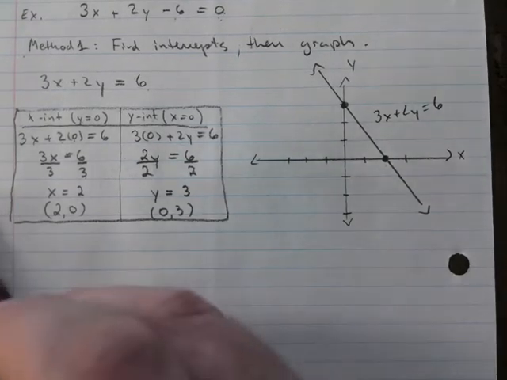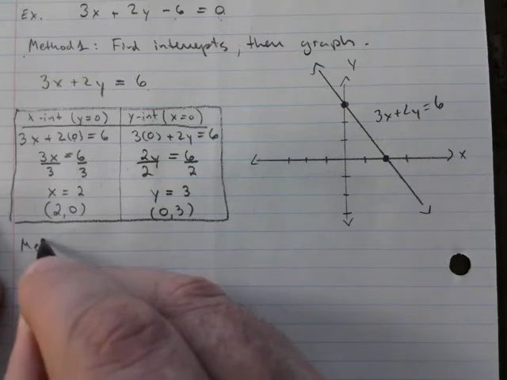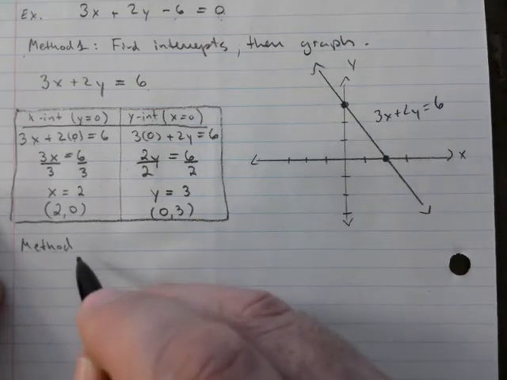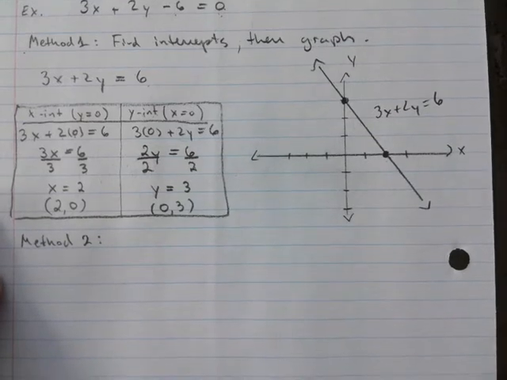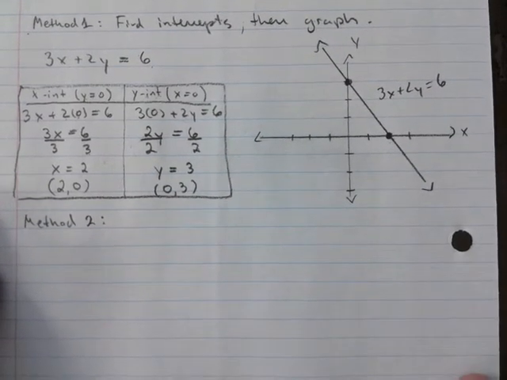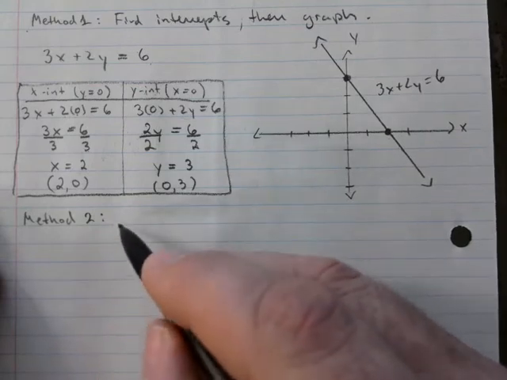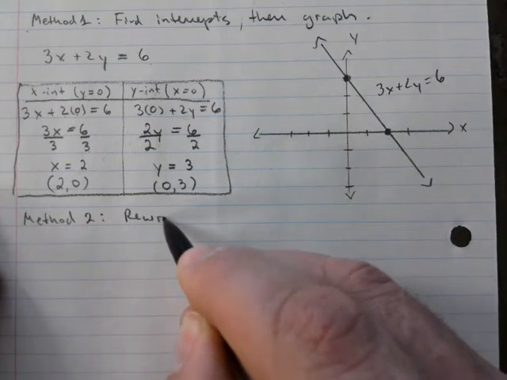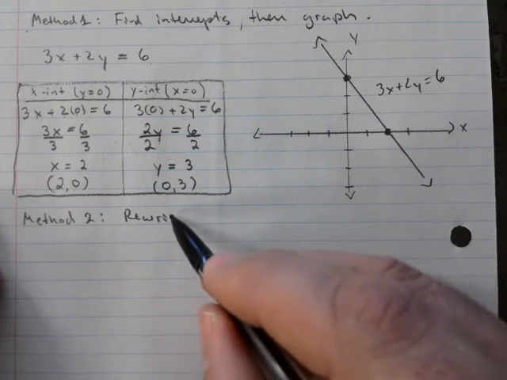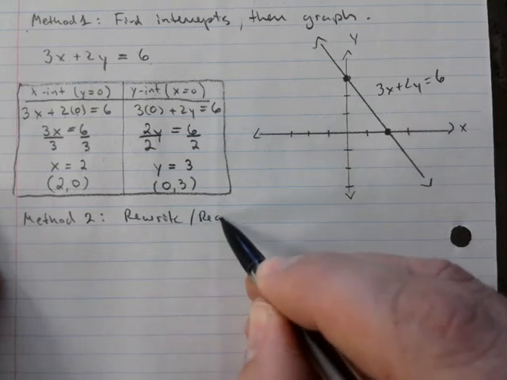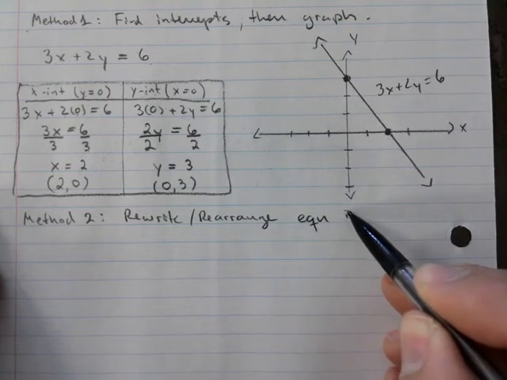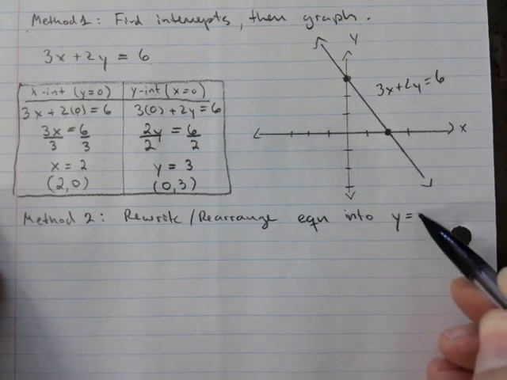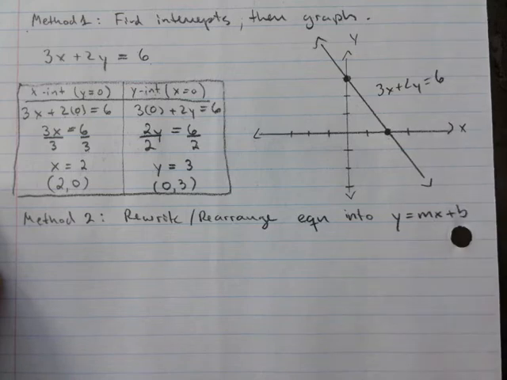This is the second method. But I just want you to know about it. I don't want you to really use it all that often, but we're going to need to know how to do it. Method 2 is rewrite equation. Rewrite or rearrange the equation into y is equal to mx plus b. Do you remember that one? That one is the most popular.